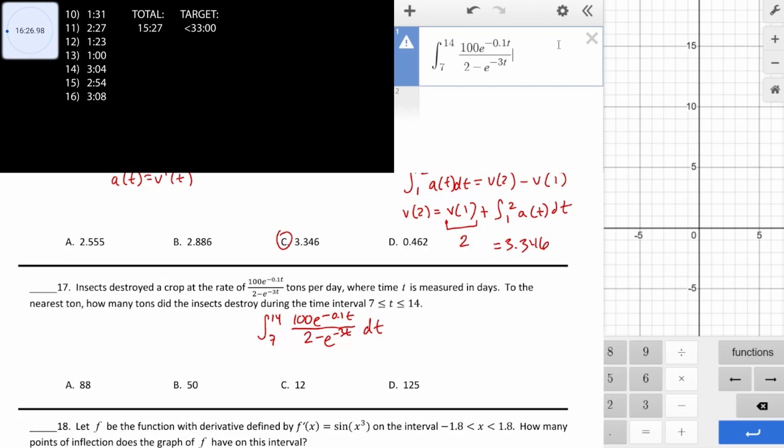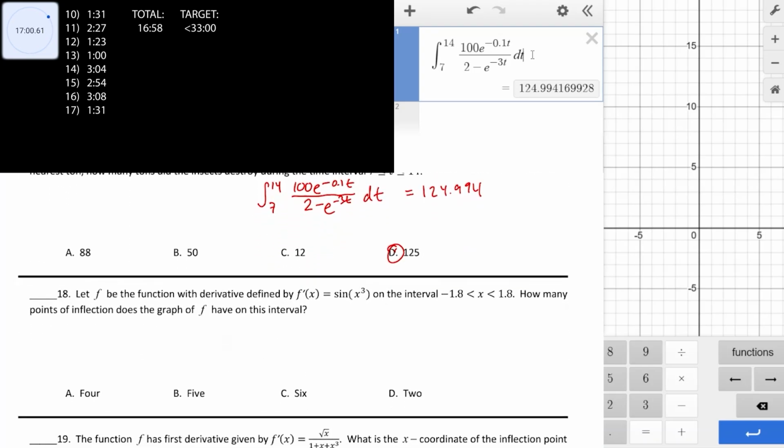And if this is all you have typed in, you're going to get a little error message here. That's because you have to make sure you have that differential there, the dt. So this is approximately 124.994, but we are rounding to the nearest ton. So it's just going to be 125. And when you're rounding, typically the answer choices are not going to try to trick you. You're not going to get a problem where the answers are like 124 or 125. It's always going to be pretty obvious what your answer is if you do it correctly.